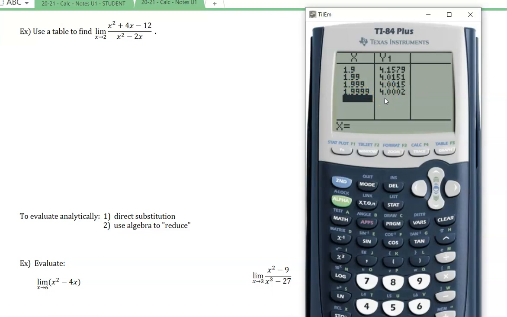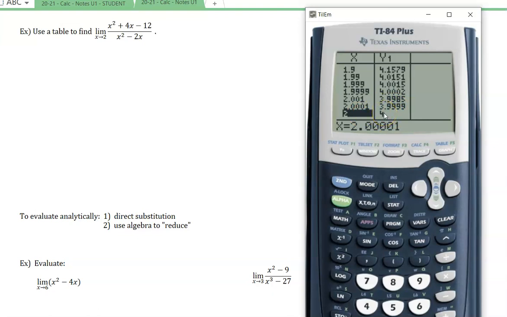As you remember, though, we need to approach the same thing from both sides. So let's look at some numbers on the other side of 2. So let's try 2.001, 2.00, oops, those aren't zeros, 2.0001, okay, 2.00001. All right. Now at this point, it doesn't mean that it's actually 4. It means that we went beyond the decimals that the calculator in the table will show, and so it just rounded here. Okay. But this does tell us that yes, we are getting close to 4 from both sides.